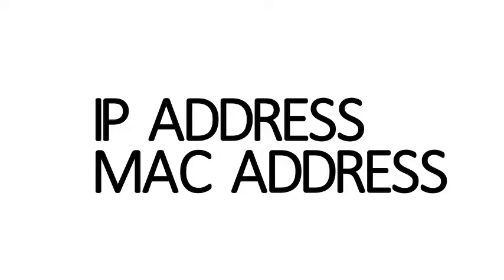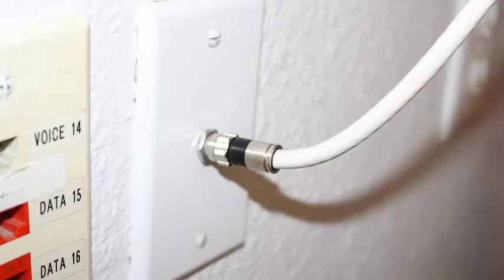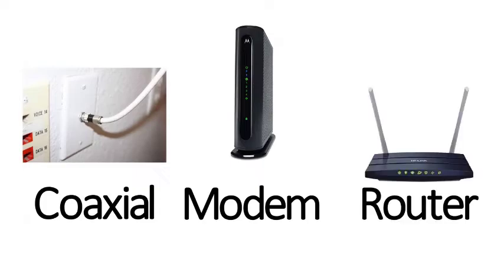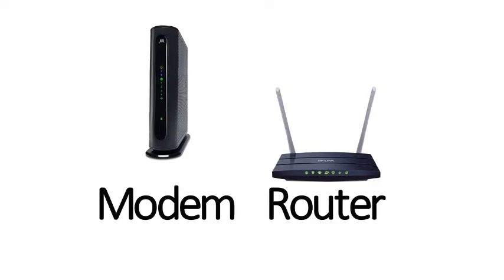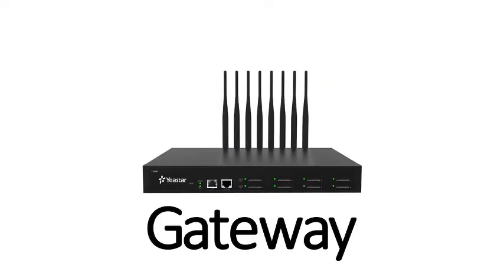We've covered how data gets to your doorstep, but what happens from there? The coaxial outlet in your wall is the end of the cable that connects to the greater network we just talked about. The next step is the modem and then the router. While these are technically two separate entities, it's becoming more and more common for the two to be combined into a single device known as a gateway. For the sake of keeping things simple, I'm going to refer to these as a gateway.